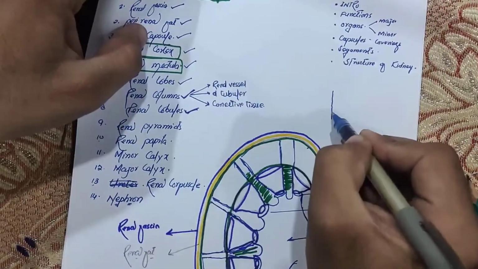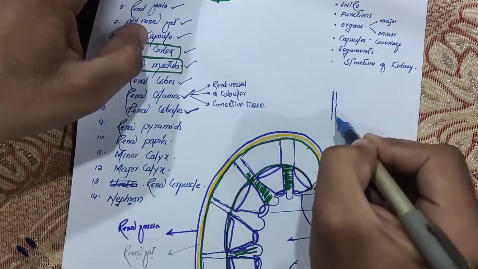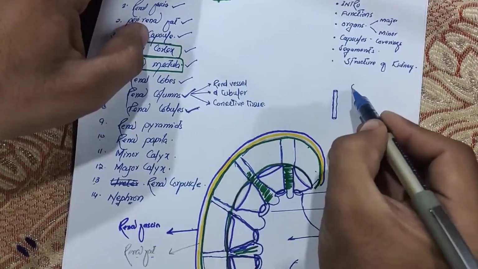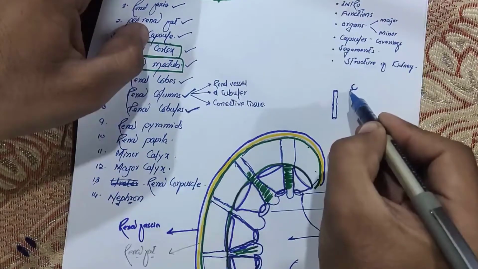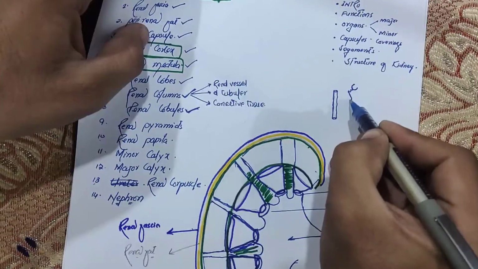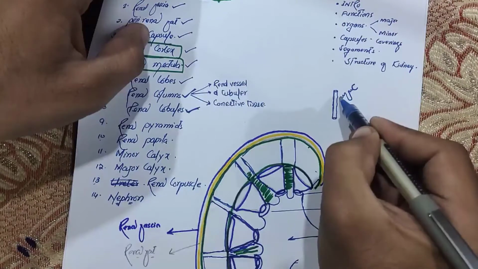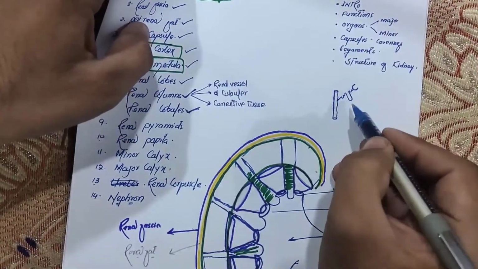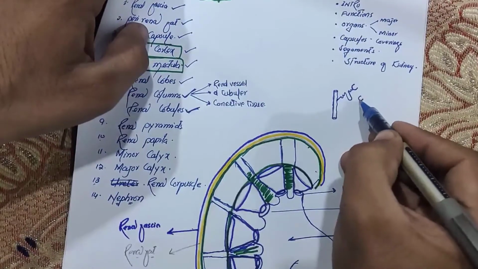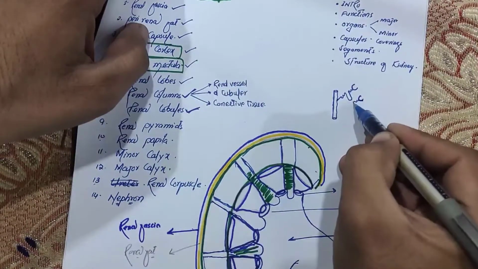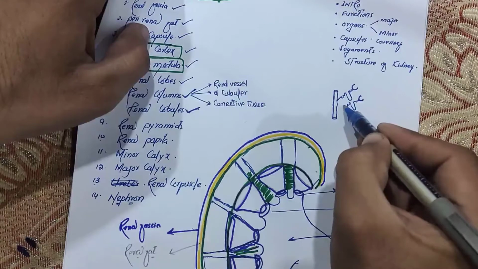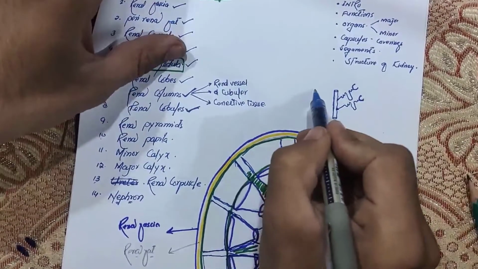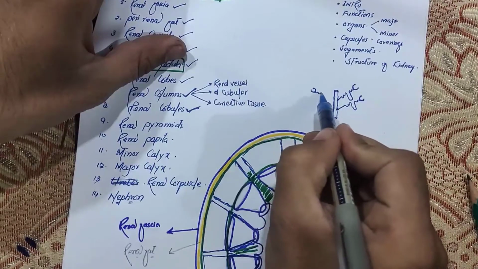This is one collecting duct, right? This is one collecting duct. Here is a nephron, for example glomerulus, first convoluted part, loop of Henle, second convoluted part, and this nephron is connected to this collecting duct. Look carefully. Then here is another nephron, right? First convoluted part, loop of Henle, second convoluted part, and pour its collection here. Then here is another nephron, right?